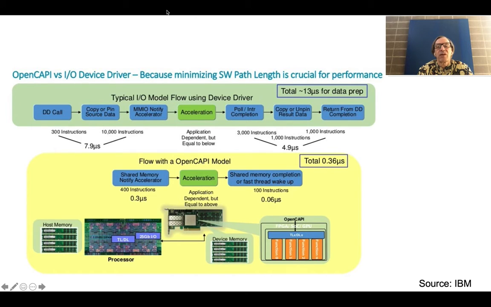With the OpenCAPI model, it goes a lot faster, basically because there is no copying of data or preparation needed, no pinning of memory, and the accelerator can be notified right away. The accelerator does its function, and then on the return, the completion can also be handled directly to user space through shared memory, leading to a substantial speed up over the other case.